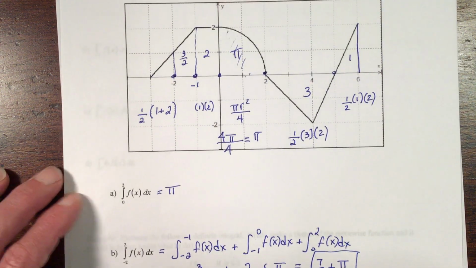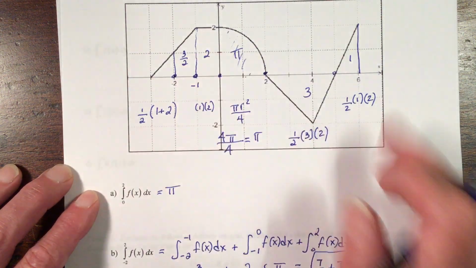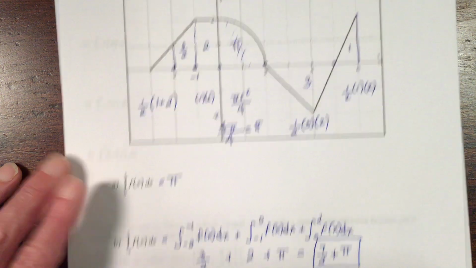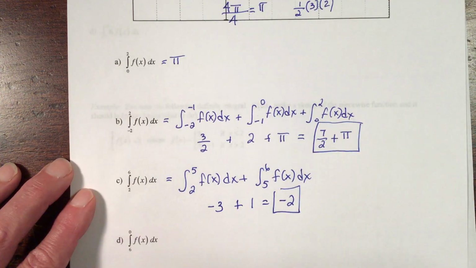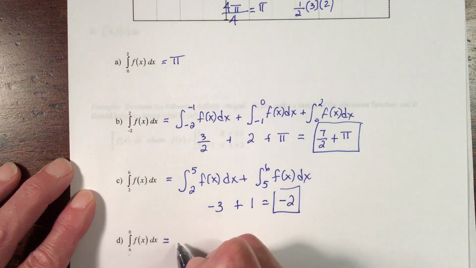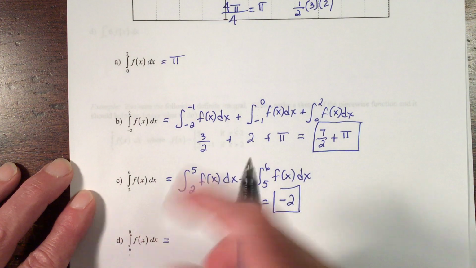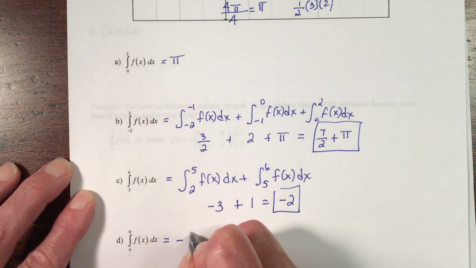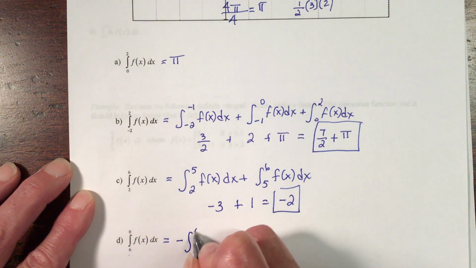And lastly, this one should be pretty easy because we have most of our sections worked out now. The last example is from 6 to 0. Okay. Now again, this is one of our properties, the lower number always has to be on the bottom. So since I'm flipping the numbers, I have to negate my integral.